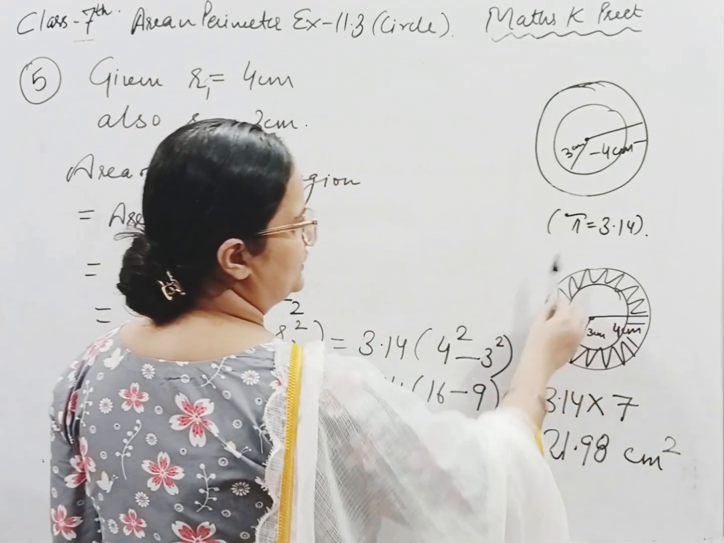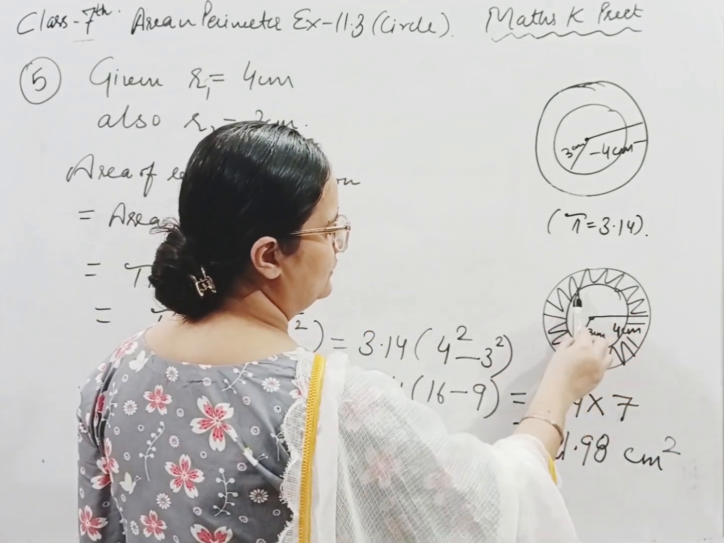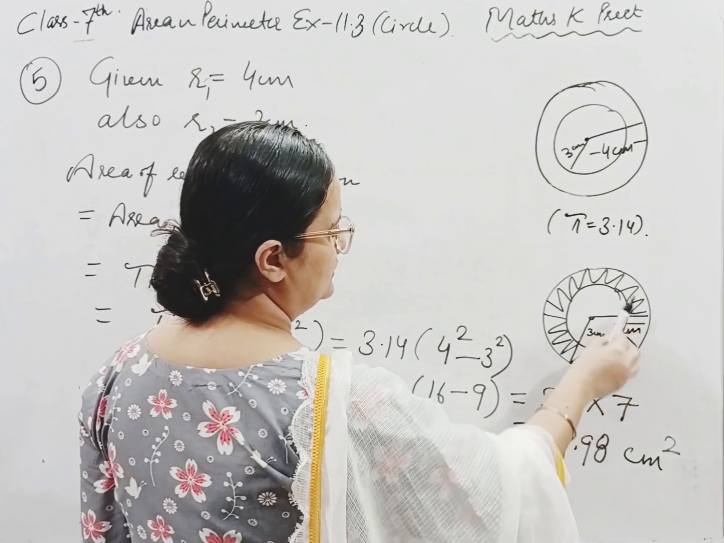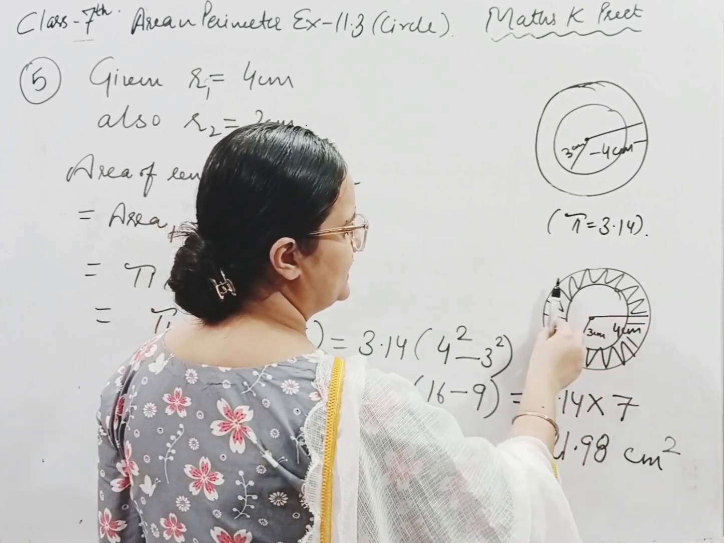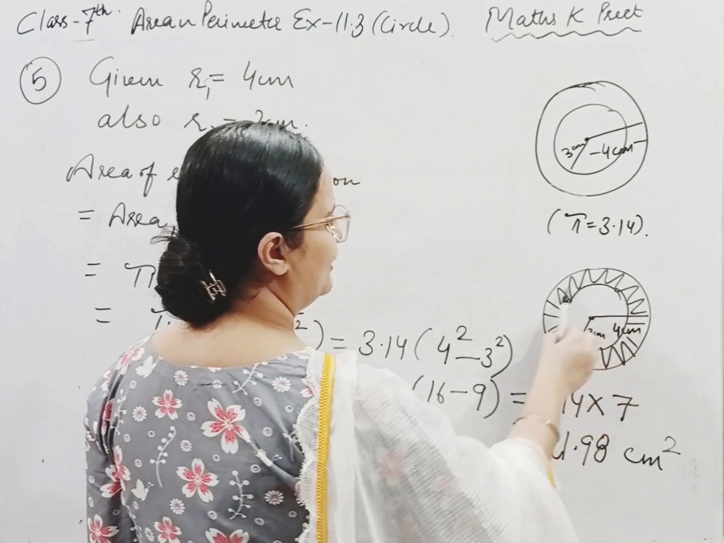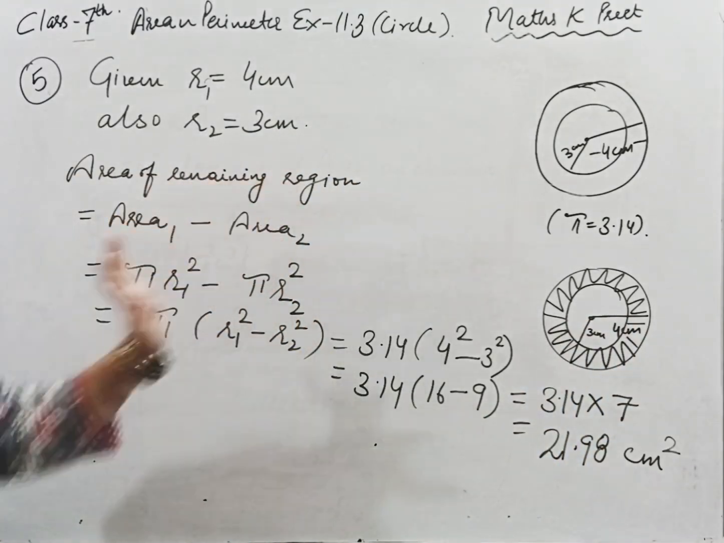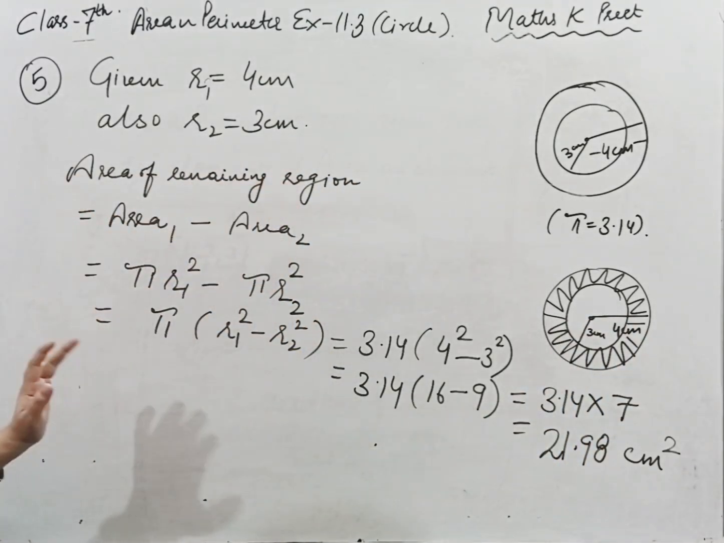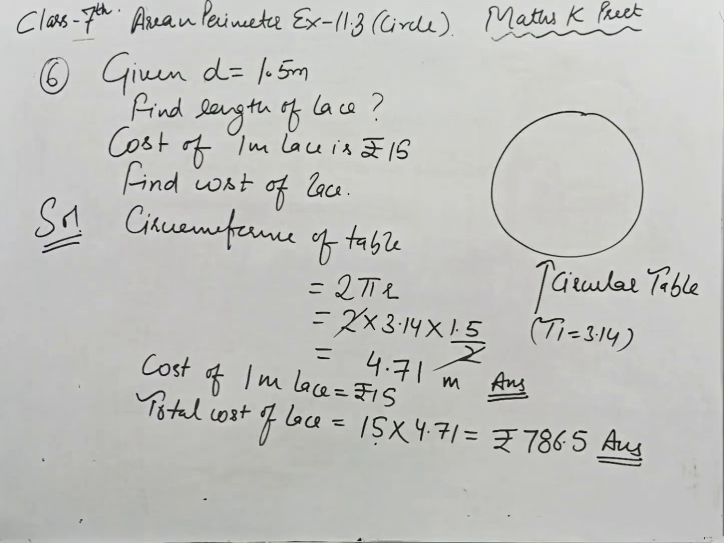So this was the total sheet. This we have taken out, so we are left with this region. So we will just do the area for the complete circle minus area of this circle. We will be left with the area of the remaining region. So this is how we have to perform this question. Hope you understood. Let's see next question.